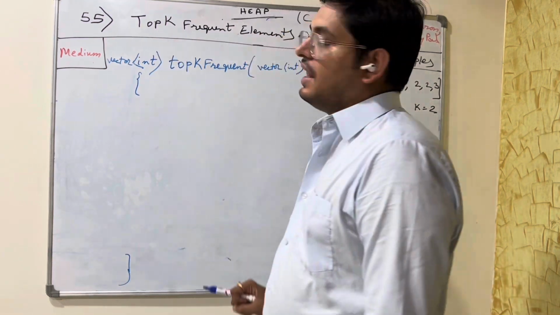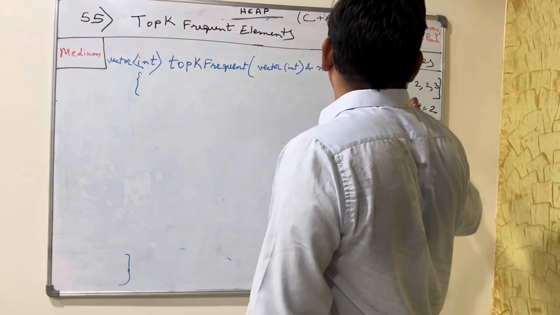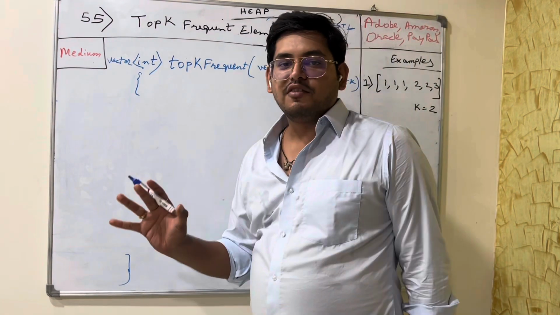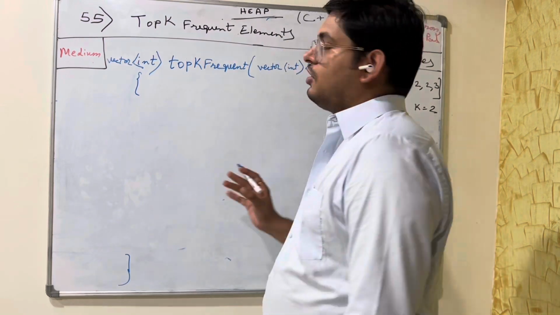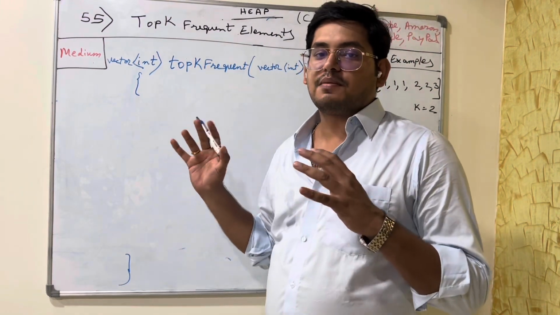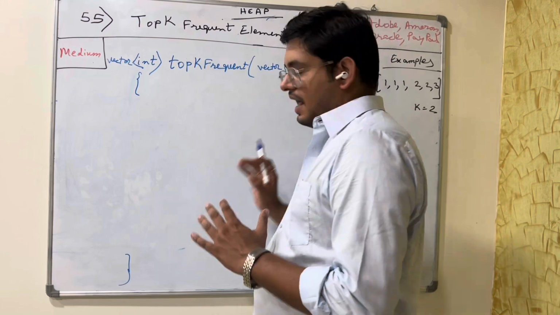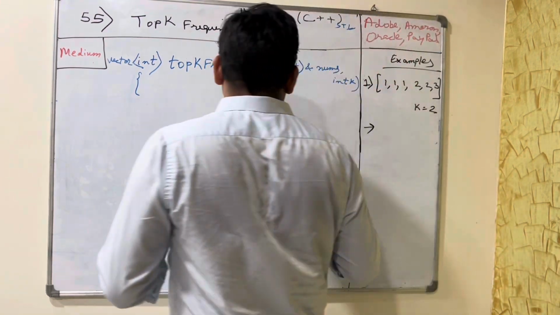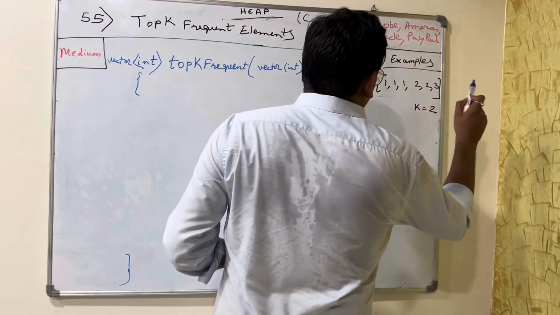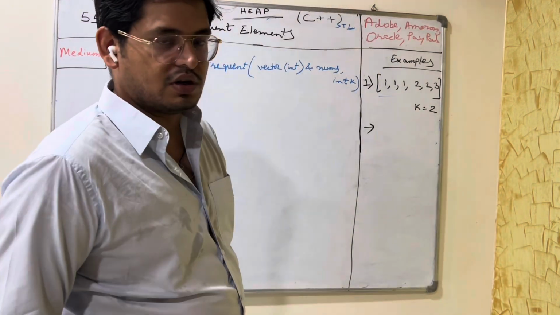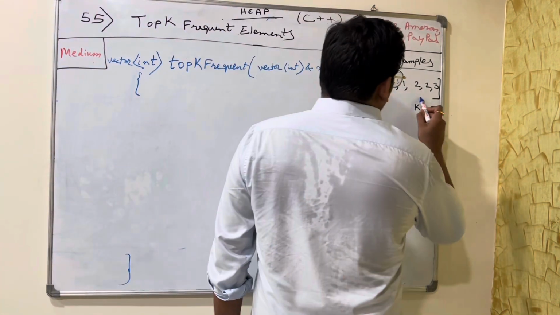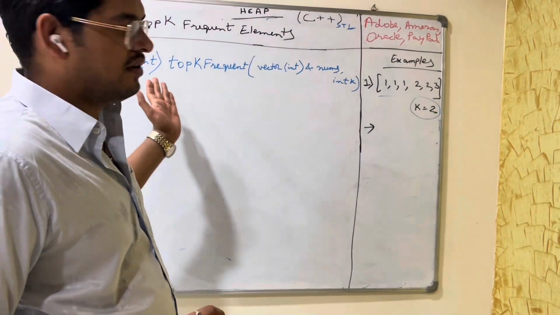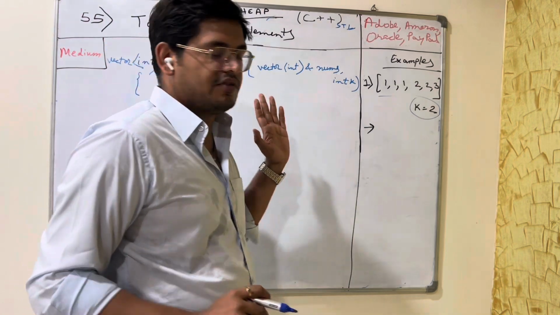Top K frequent elements. So we are given an array of integer numbers and we need to return the top K frequent elements that are present in that array. Okay, so let's look at the example and the question will be clear. So this is the array that we are given: 1, 1, 1, 2, 2, 3, and we need to return the top 2 frequent elements. Okay, and that has to be returned in the array vector of int, so array form.